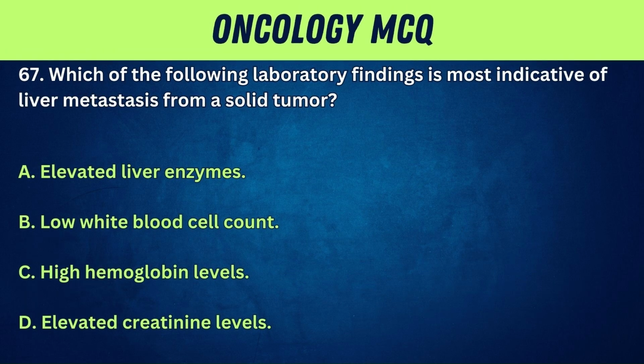67. Which of the following laboratory findings is most indicative of liver metastasis from a solid tumor? A. Elevated liver enzymes. B. Low white blood cell count.